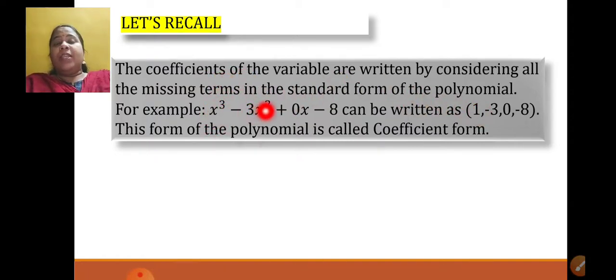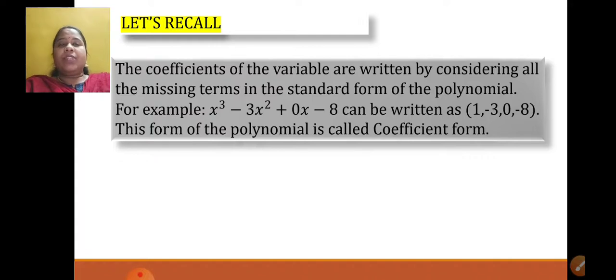1. Minus 3x square. What is the coefficient here? Coefficient means the number which is associated with the variable. And when we talk about number, we always take it along with the sign. So in this case, x square, what is the number that is associated with it? Minus 3. So coefficient is minus 3. Now this was a missing term, so we need to write it with 0 coefficient. So this is 0 and then minus 8. When we collect and write all these coefficients and put a round bracket, that is nothing but the coefficient form of the polynomial.